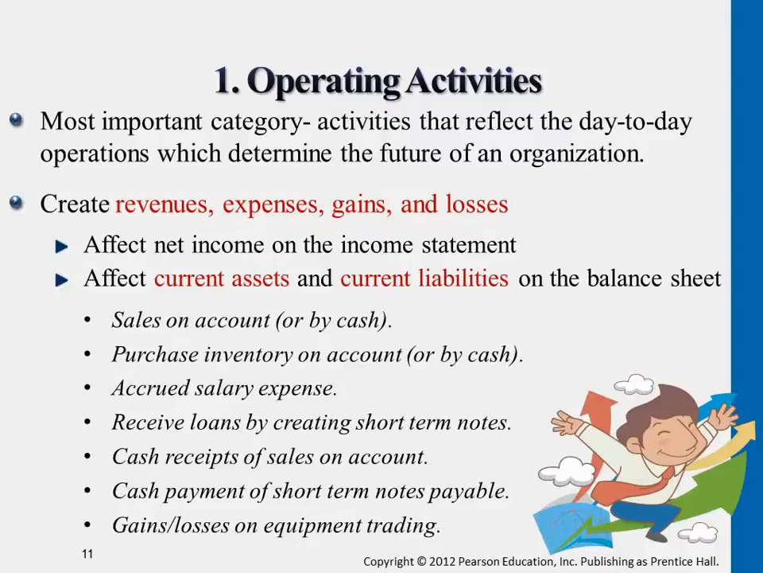Later we'll do an exercise on classification of some of the activities. So anything that affects net income on the income statement, if it affects cash inflow, anything that affects current assets, current liabilities, those activities, cash amount, inflow, outflow, goes into the operating section of the statement of cash flows.